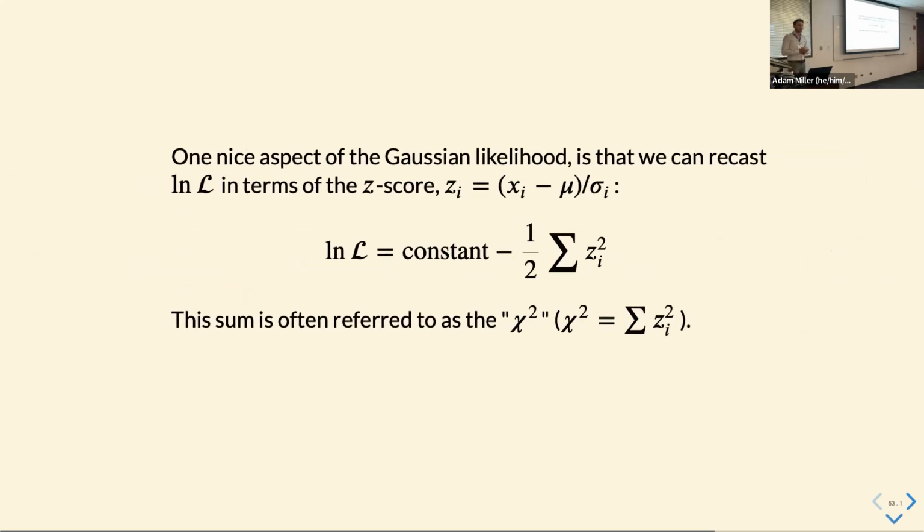Okay, so again, one thing that's very nice about assuming a Gaussian likelihood is that you can recast the likelihood in terms of the z-score, where z is the difference between your observation and the model value divided by the uncertainty. And so then your log likelihood is just equal to -1/2 the sum of these z-scores squared for each of your individual observations. This sum, the sum that I'm showing here, this is what the chi-squared is.